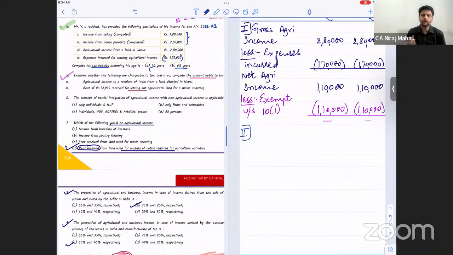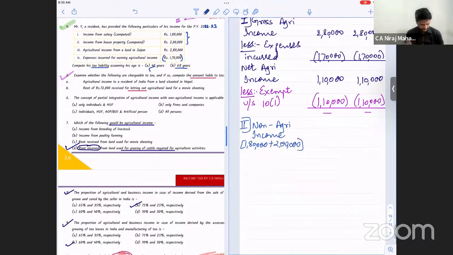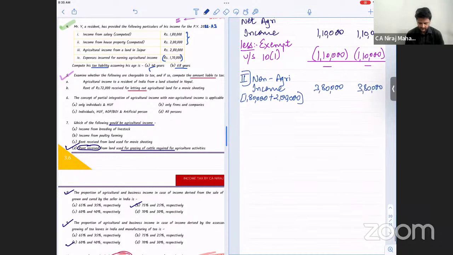Second, now we have what? Non-agri income. Everybody? I'm writing here, bacho, directly the figures: 1,80,000 plus 2 lakhs, that is 3,80,000. Is it okay, everybody? Achha.